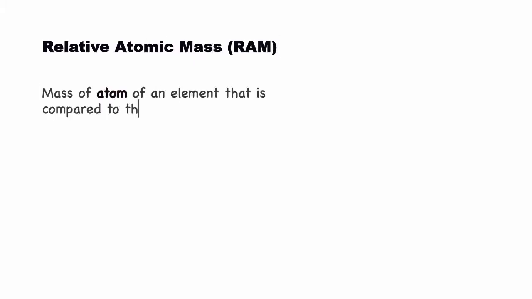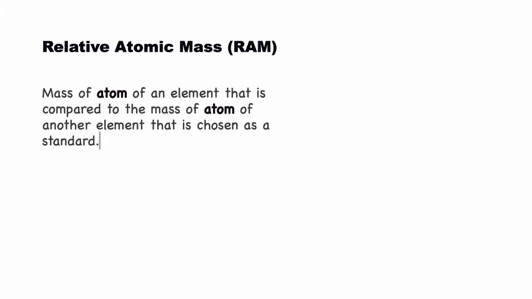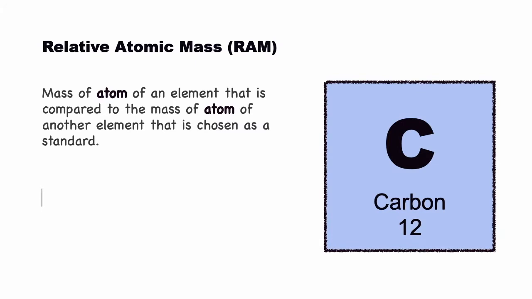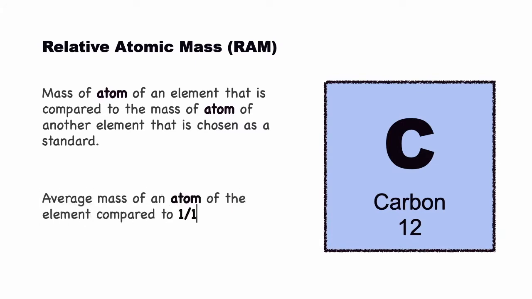Here we go. So we start with relative atomic mass, RAM. The mass of an atom is compared to another atom that is chosen to be a standard. Scientists agreed to use carbon-12 as a standard. So the average mass of an atom is compared to 1/12 of the mass of one carbon-12 atom.